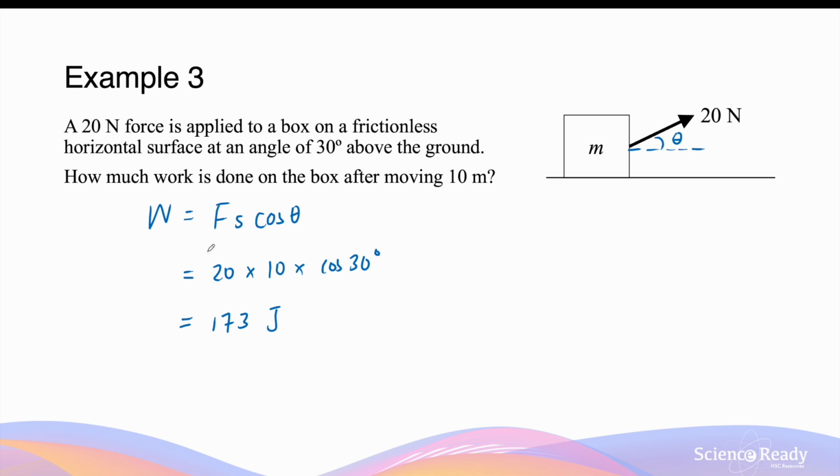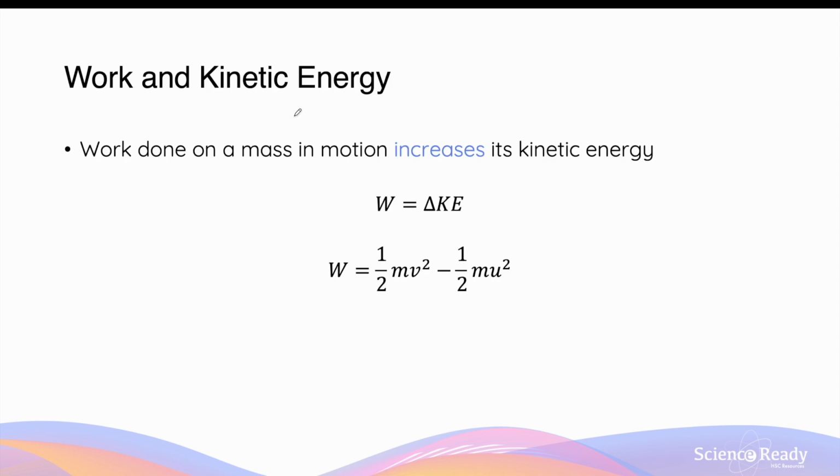Again, in this case, this means that the 20 Newton force applied at an angle of 30 degrees has transferred approximately 173 joules of energy onto the mass. As we saw in the previous examples, the concept of work is related to the mass's kinetic energy when you apply a force to it. When you're doing work on a mass in motion, the energy is transferred to the mass in the form of kinetic energy, which means that this will increase the mass's kinetic energy.